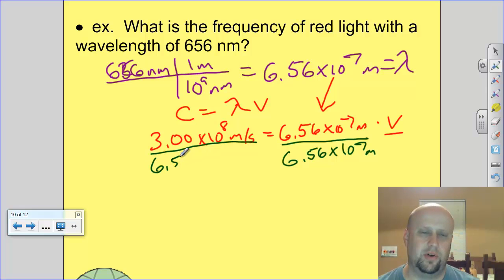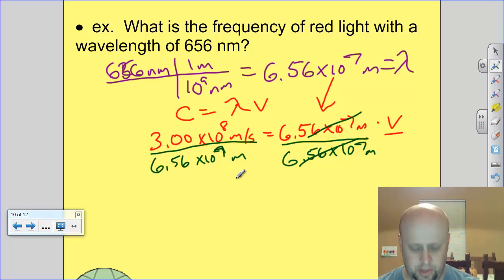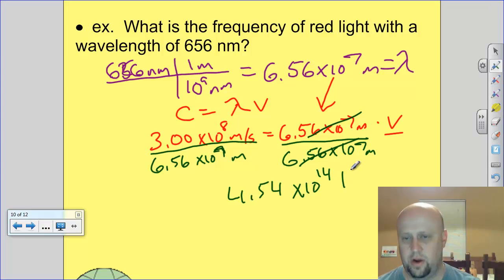And, of course, you don't actually have to necessarily write out this entire step of algebra, but if you're uncomfortable with it, that'll work. So that cancels out this side. Punch this number into our calculator, and we're going to get 4.54, 3 sig figs, times 10 to the 14th hertz. Now what this means is, really small wavelength, times 10 to the -7th meters, means really big frequency. They're inversely proportional.